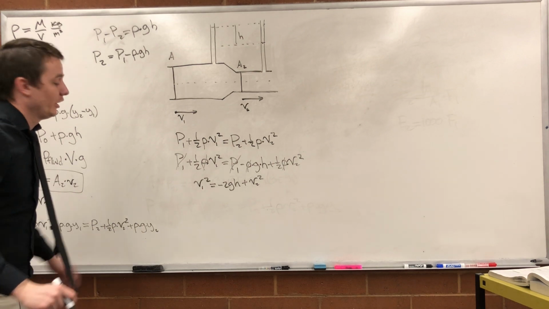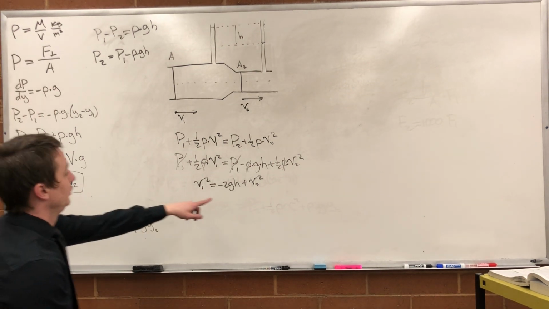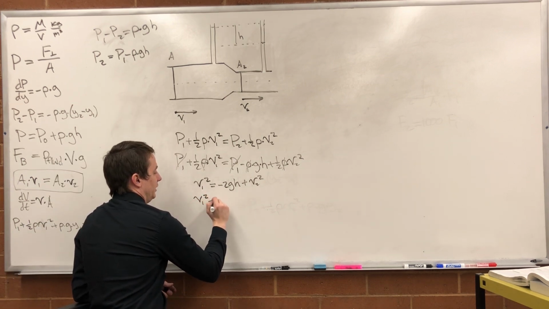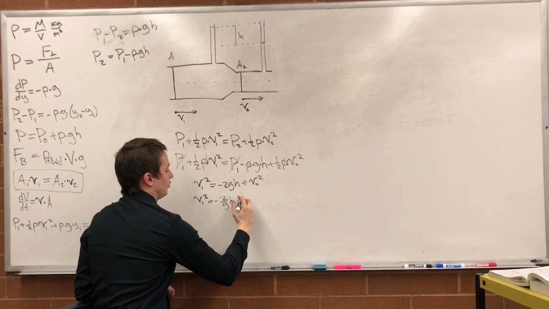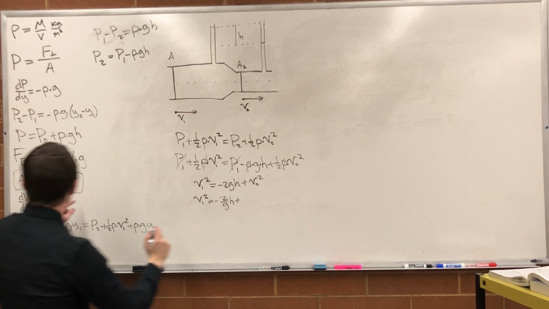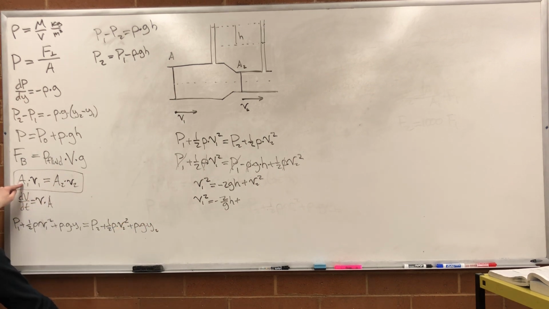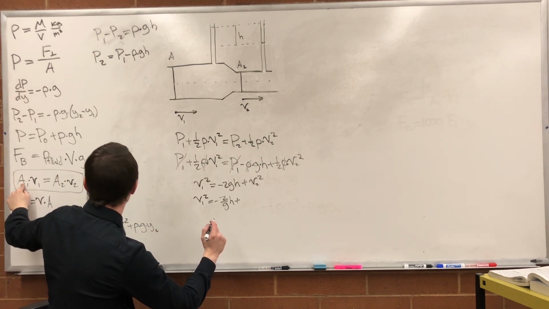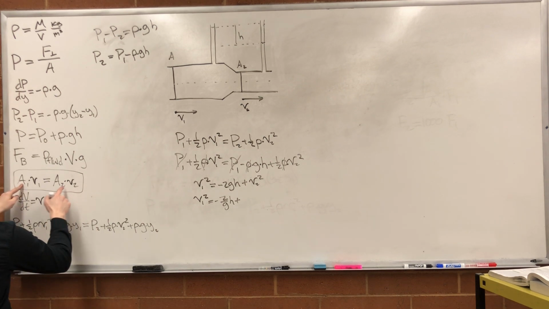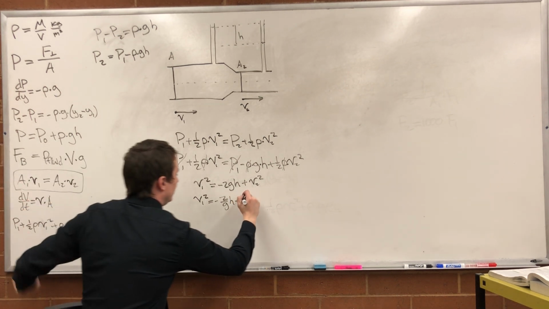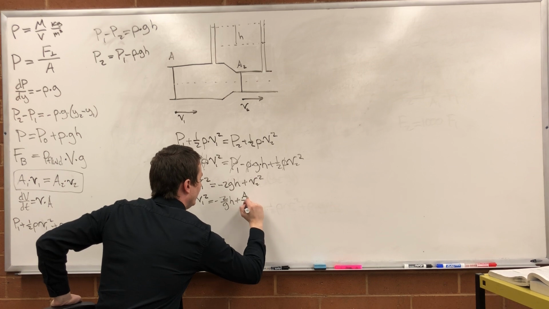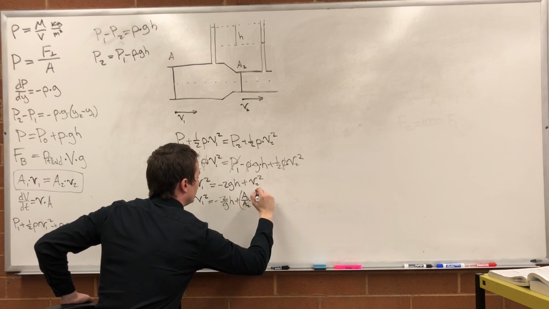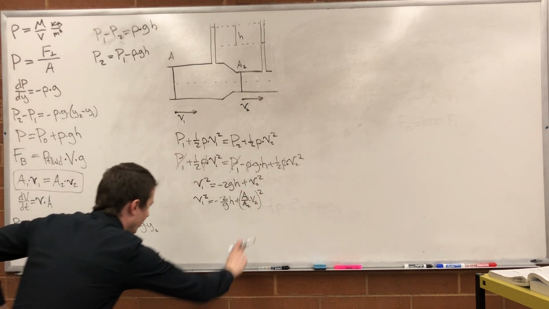Okay, so now we can do a substitution and we can rewrite V2 in terms of V1. So we can rewrite this equation as V1 squared is equal to negative 2gh plus... We're substituting out V2, so it's going to be A1 over A2, right? Yes. Oh, okay, yeah. I'm substituting out V2 for V1, so A1 over A2 times V1, all squared.